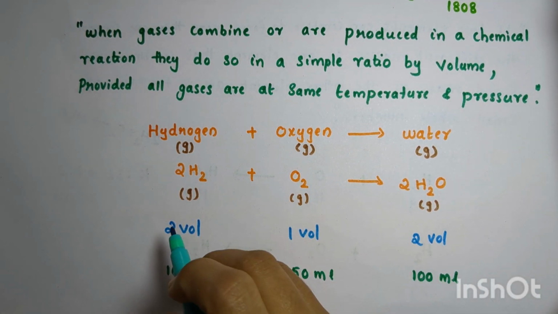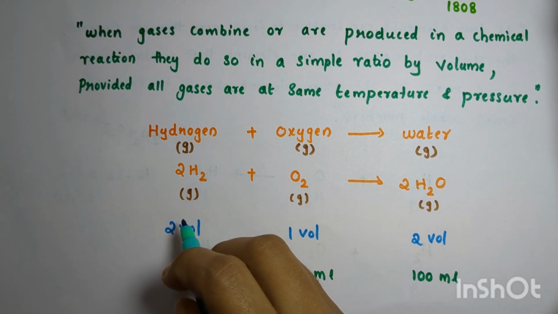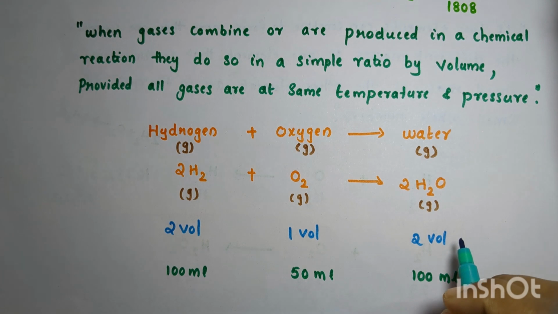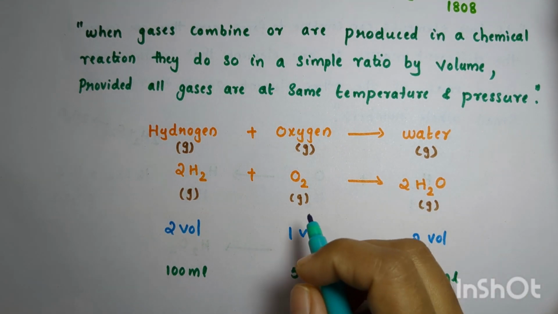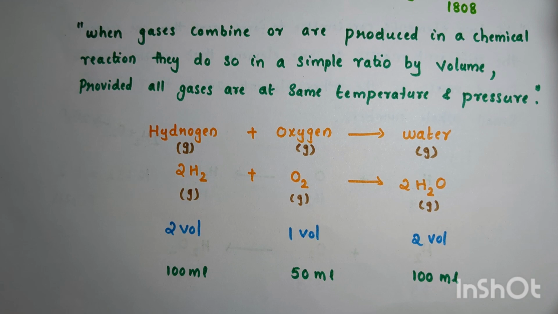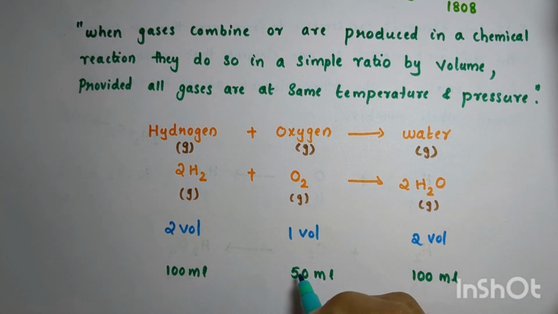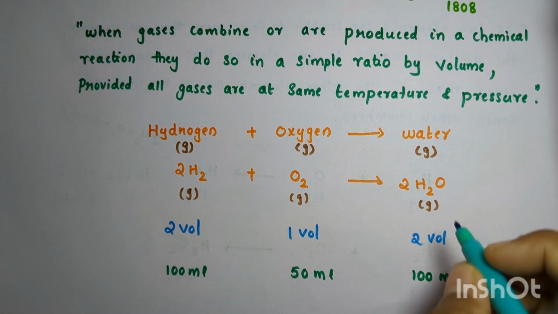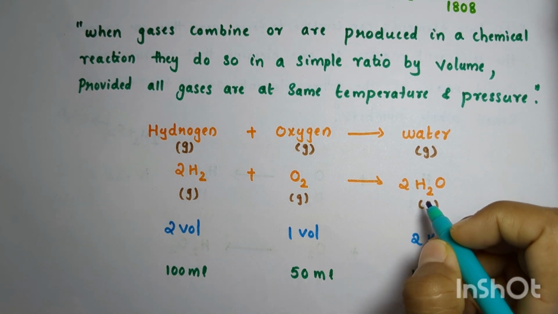Okay, so 2 volumes of hydrogen gas combines with 1 volume of oxygen gas to give 2 volumes of water vapor. That is, if we have 100 milliliter of hydrogen gas, that is 2 volumes equal to 100 milliliter. Then what about 1 volume? That will be 50 milliliter. So we have 50 milliliter oxygen gas. They combine together and give 100 milliliter, 2 volumes, no? So 100 milliliter water vapor.